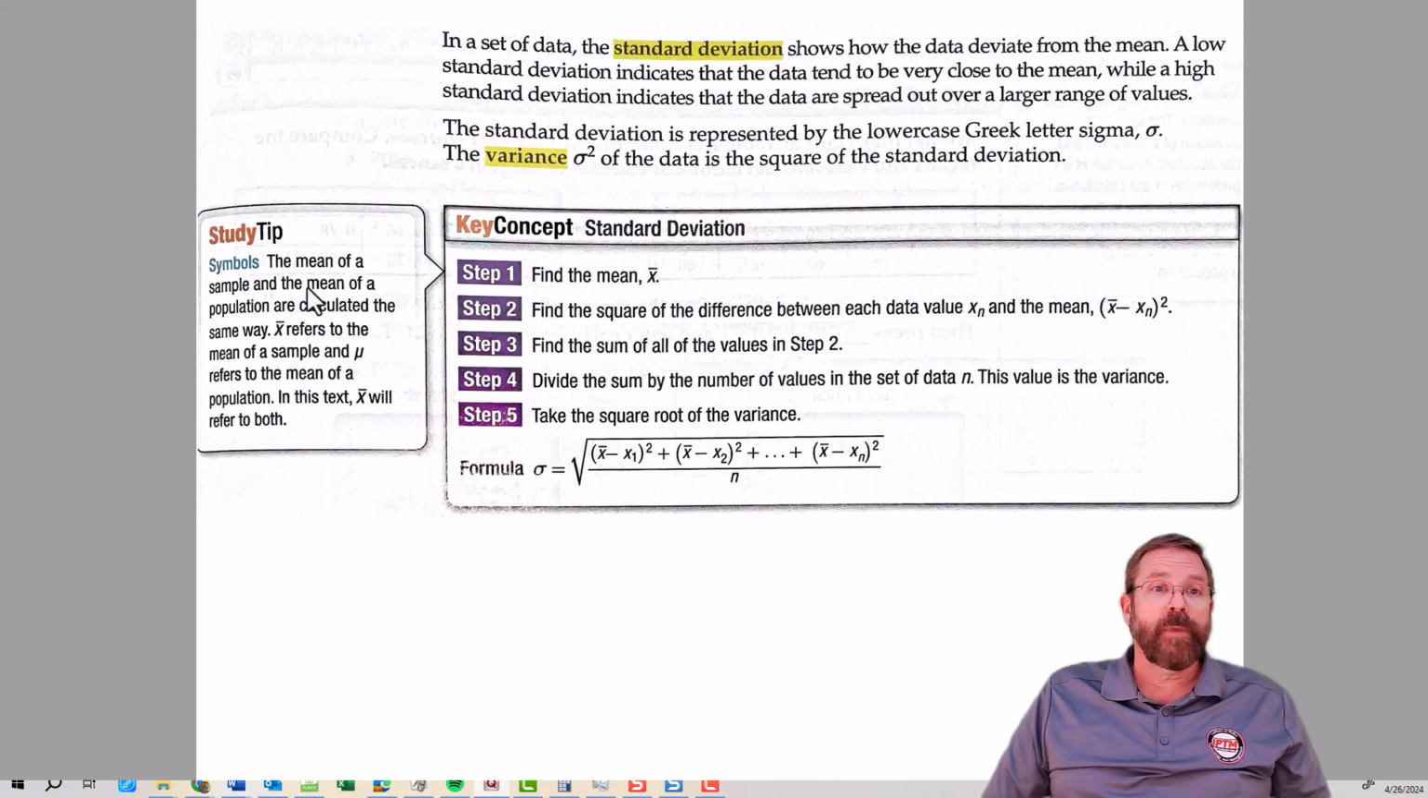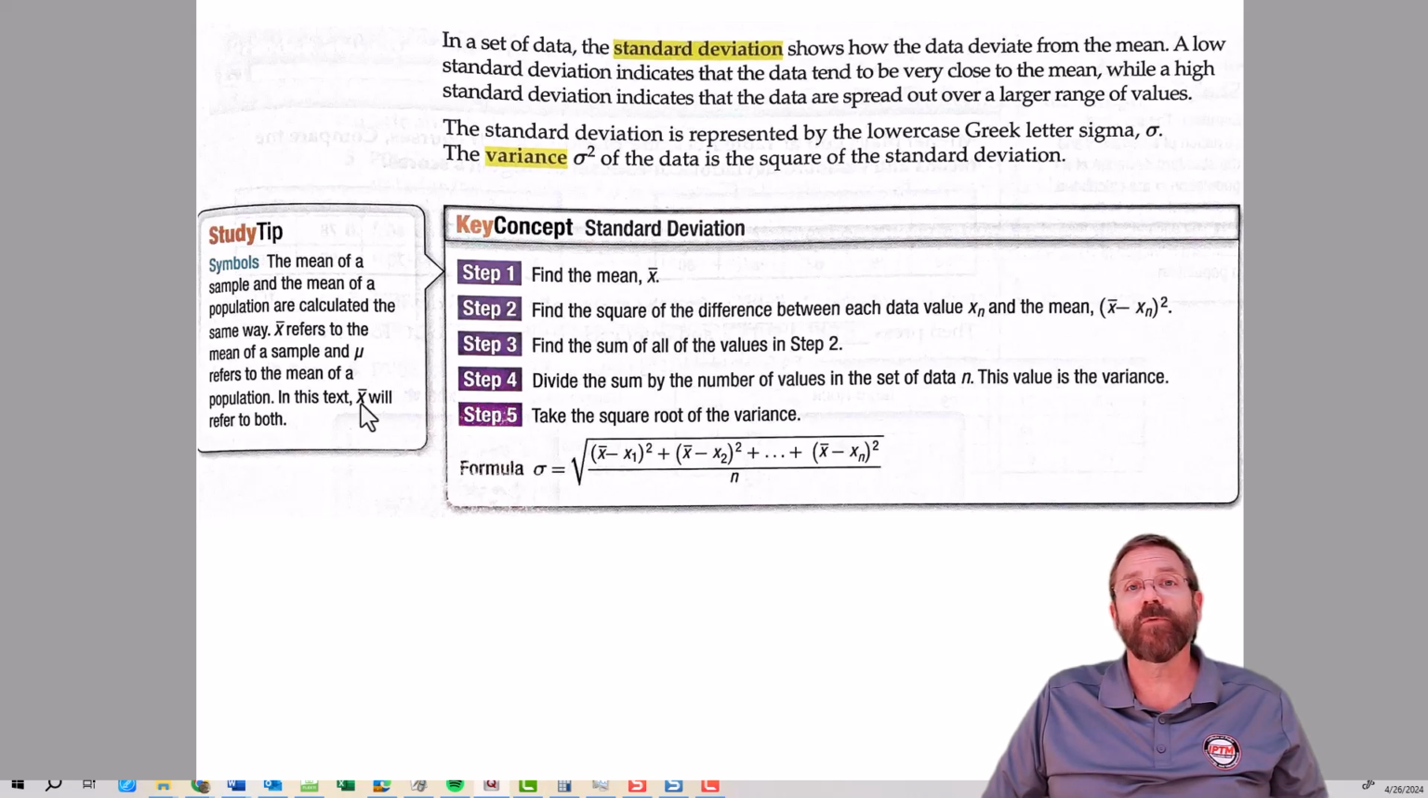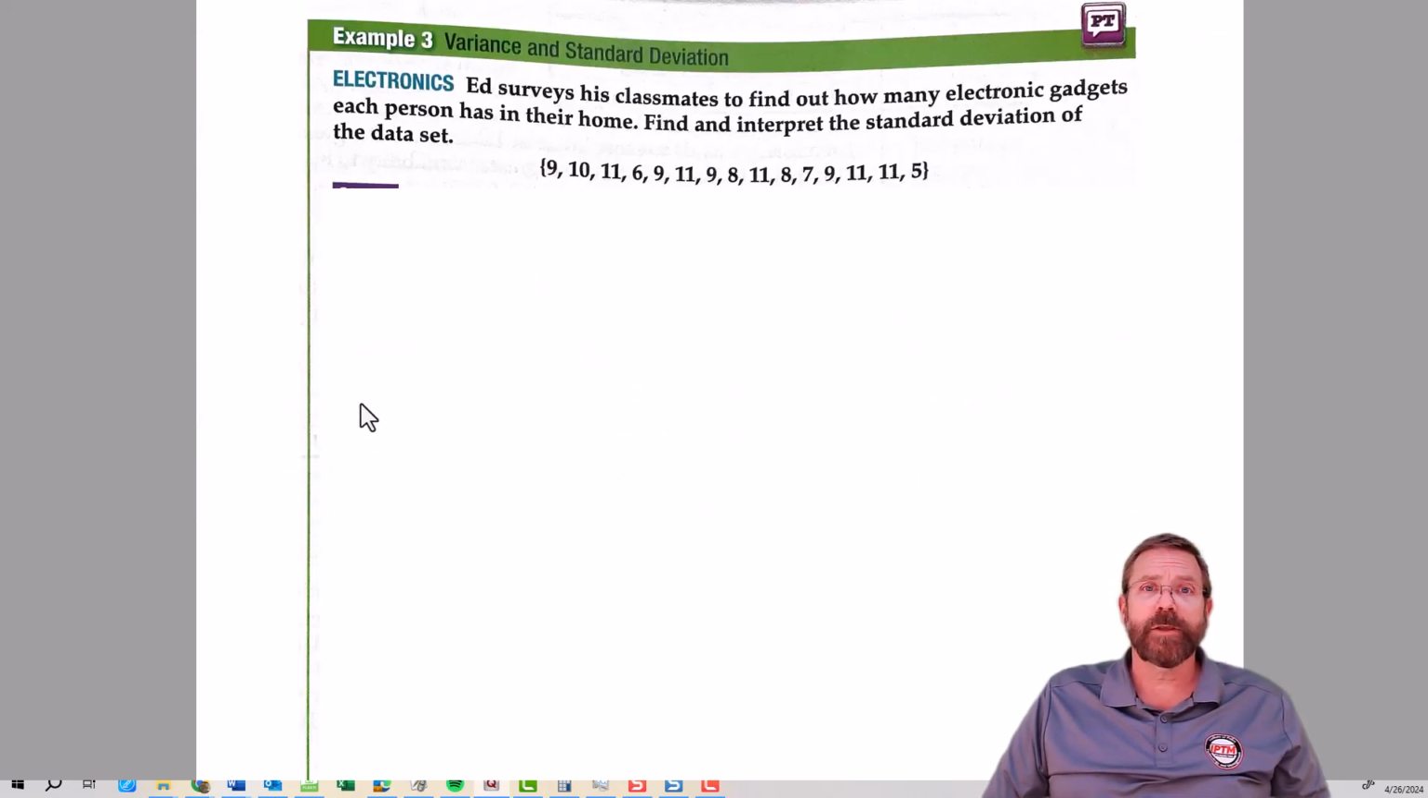Study tip: the mean of the sample and the mean of the population are calculated the same way. The x with a line over it refers to the mean of the sample. Meanwhile, this funky looking U here refers to the mean of the population. However, in this text, we are only going to be using the x with a line over it. We're going to let it refer to both the mean of the sample and the mean of the population.